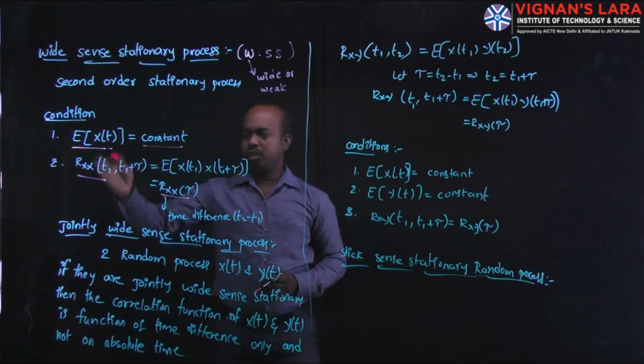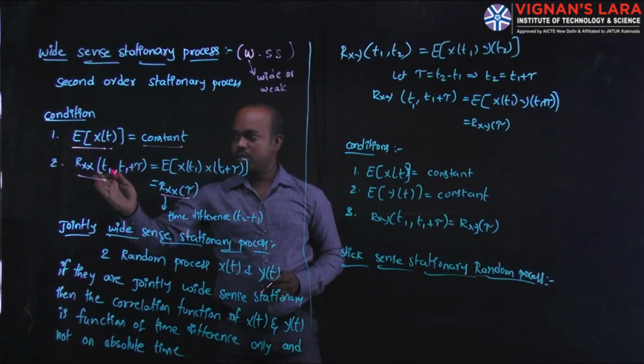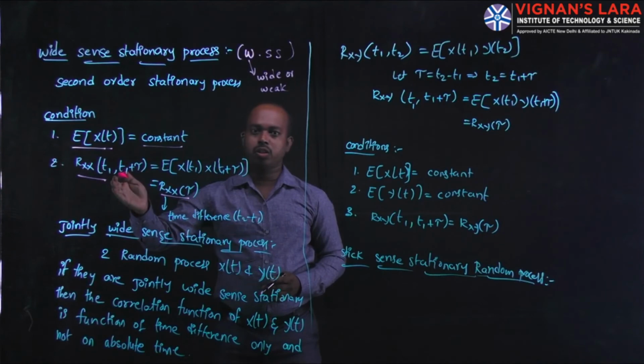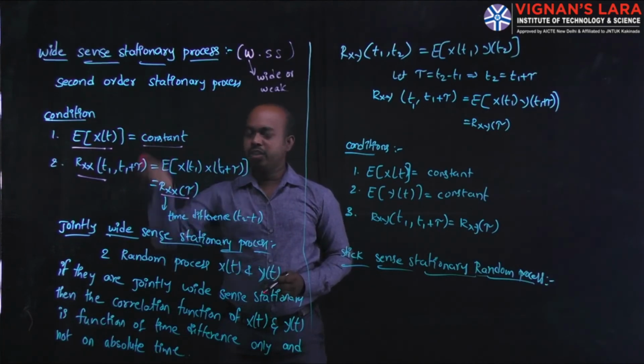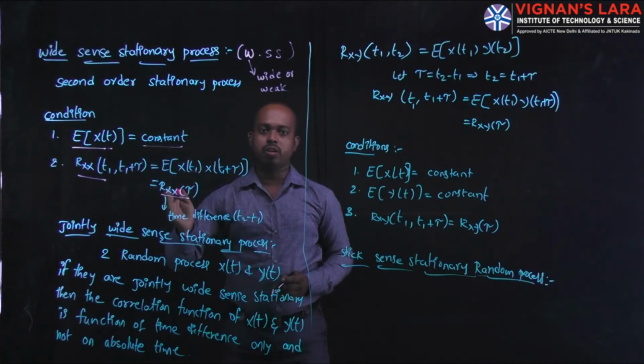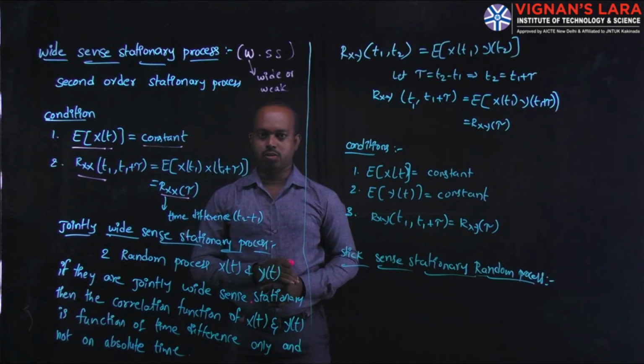The first condition is whether its mean value is constant or not. And the second condition is whether its autocorrelation function is a function of tau, where tau means the time difference, or not. If any condition is not satisfied, the given random process is not a wide sense stationary random process.